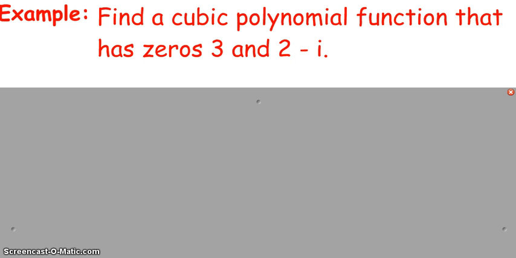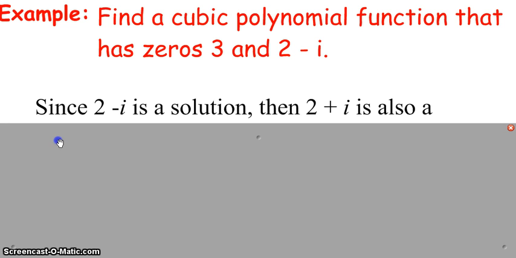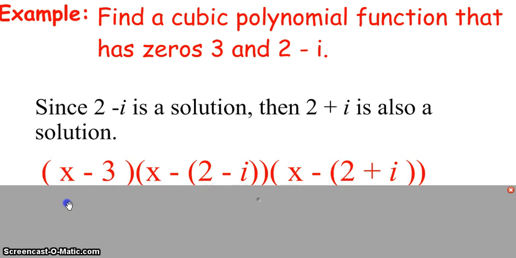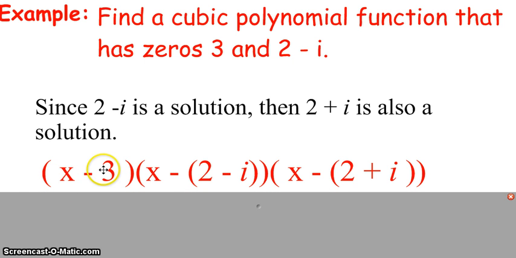Let's begin by finding a cubic polynomial function that has zeros 3 and 2 minus i. Remember that since 2 minus i is a solution, then 2 plus i is also a solution. And what we're going to do is write these in factored form. So the zero 3 will be x minus 3, and the complex zeros will be x minus (2 minus i), and x minus (2 plus i).